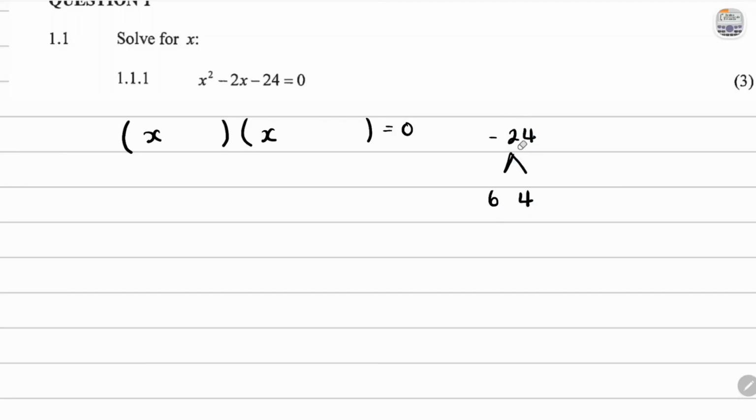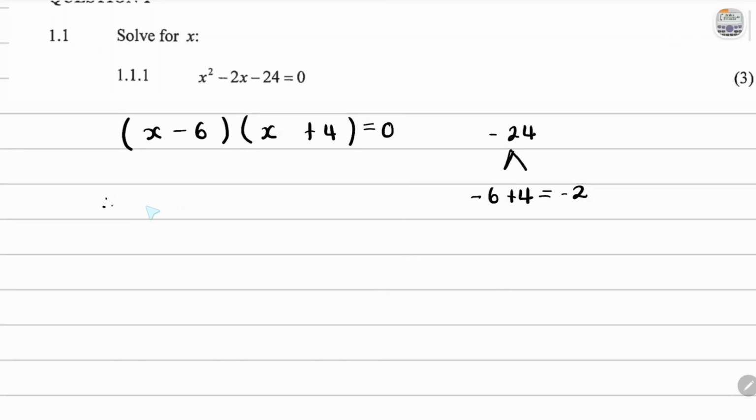And we know that one of them has to be negative since the 24 is negative. So you can give the negative to the 6 because it's the bigger factor, and this will ensure that the number that it adds up to stays negative. Negative 6 plus 4 is negative 2. So that works out. Our factors are negative 6 and positive 4. That therefore means that x is either equal to positive 6 or x is equal to negative 4.